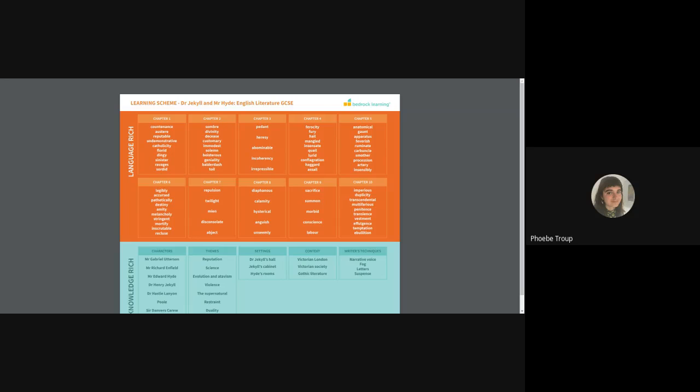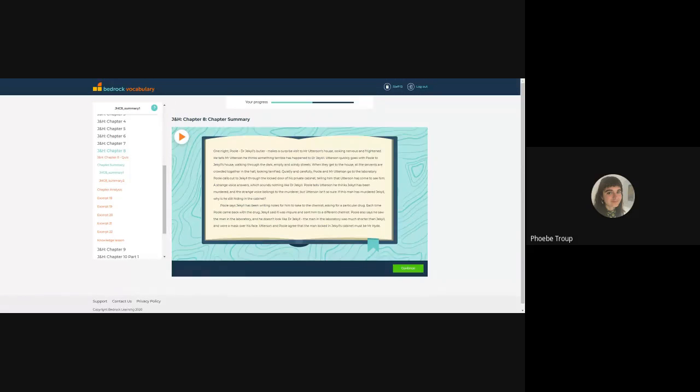With each of the units, they'll start off with a human-narrated piece of prose that summarizes the events in the chapter. This is all in student-friendly terms, just to make sure that they perfectly understand the events that have occurred in the chapter before we move on to a bit more depth, looking at the text more closely.